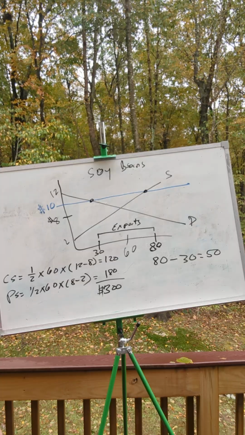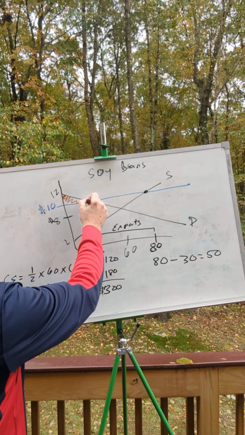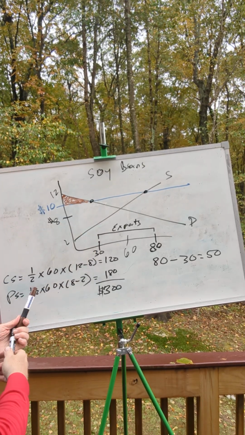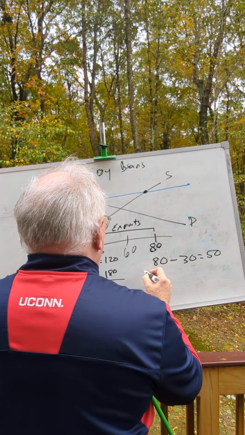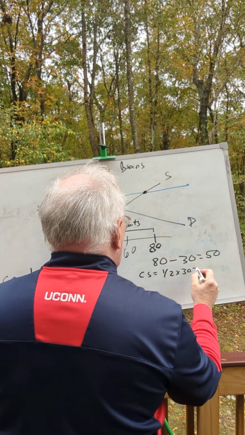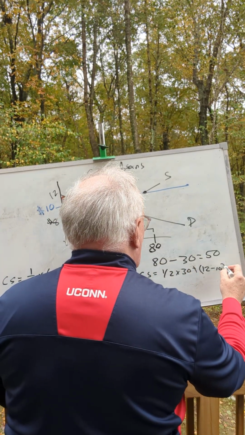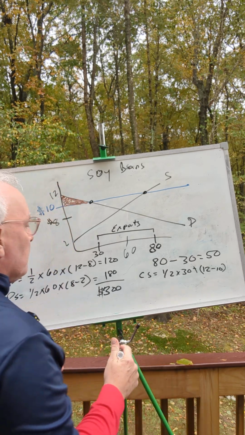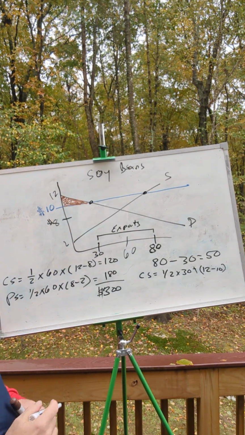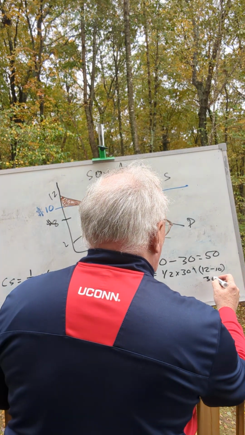Consumers are clearly not happy about this higher price. Consumer surplus has shrunk down to this little triangle here, and so we can calculate the consumer surplus. 1/2 times the quantity that the consumers are now consuming, which is 30, times the intercept minus the new price. And so this becomes a consumer surplus of only 15 times 2, which is 30.